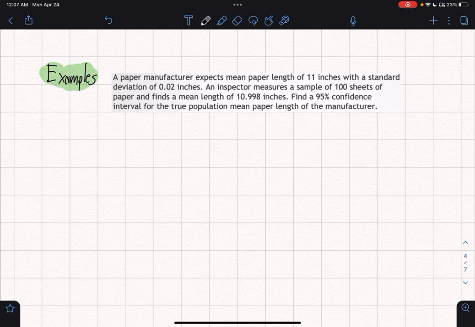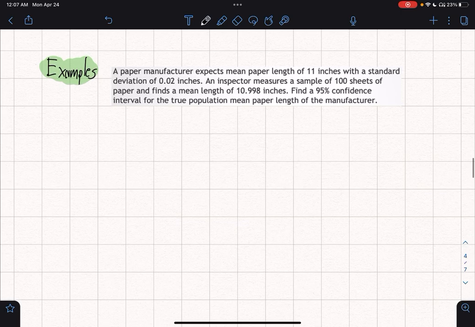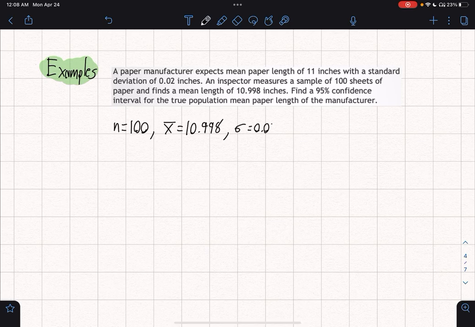Okay, so let's just write down some of the information we were just told. We were told that n, our sample size, will be 100. We were told that our sample average, x bar, was 10.998. Right, the 10.998 came from the sample of n equals 100. We were told that the standard deviation, sigma, was equal to 0.02.